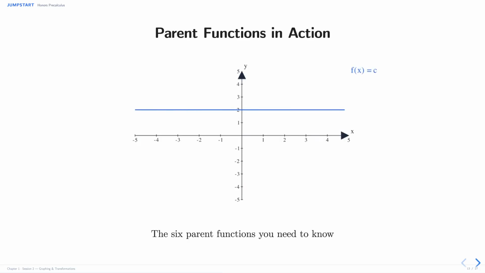In this animation, you will see the 6 parent functions you need to know. As each function appears, take note of their domain, range, and symmetry.